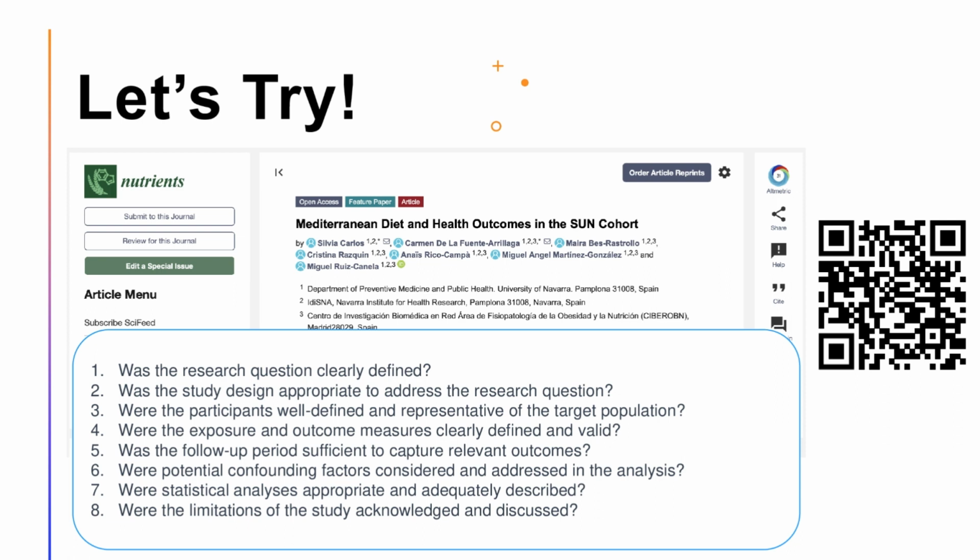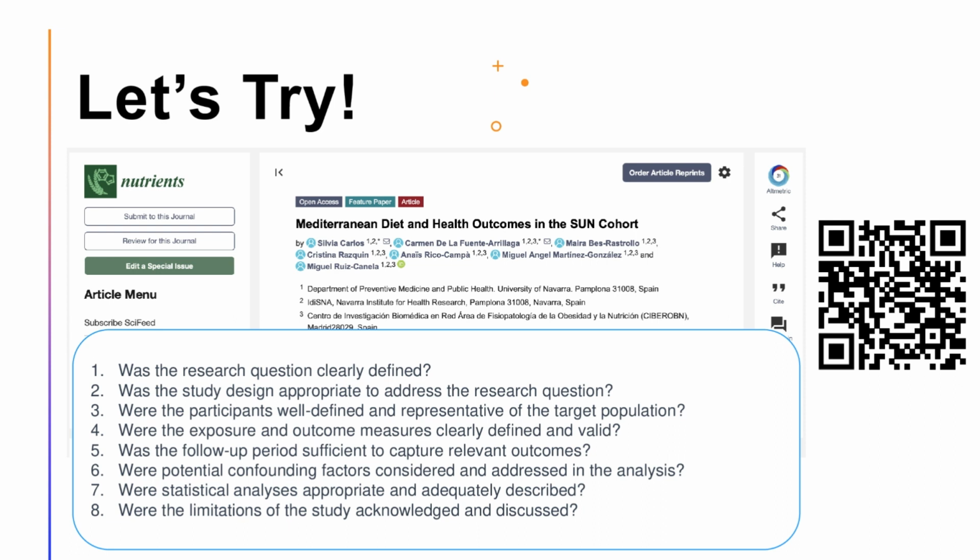Were the participants well defined and representative of the target population? So this study included participants from the SUN cohort, which consists of university graduates and other highly educated individuals. While this population might limit the generalizability to the wider population, I would still say the population were well defined and represented a specific segment of the population.